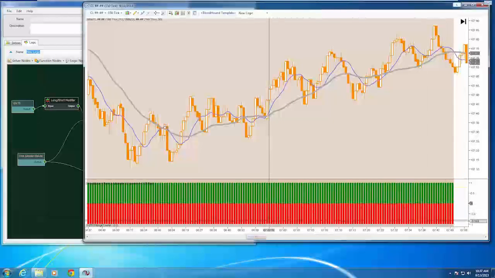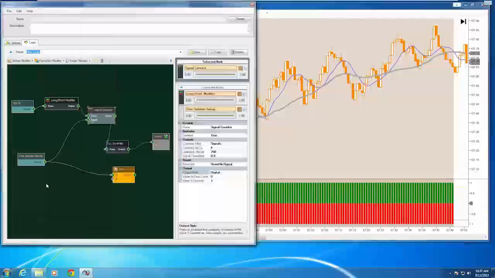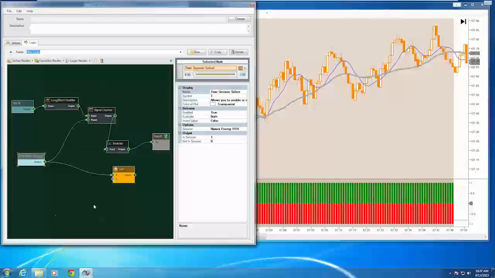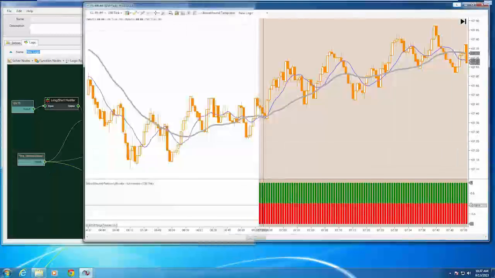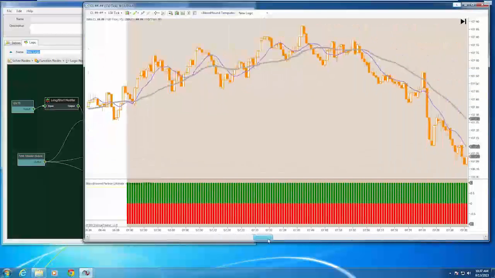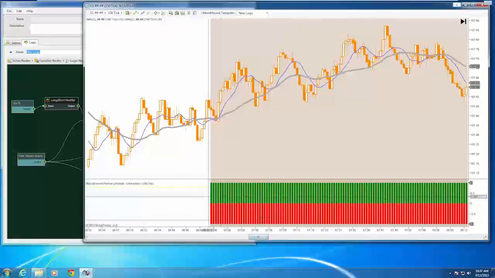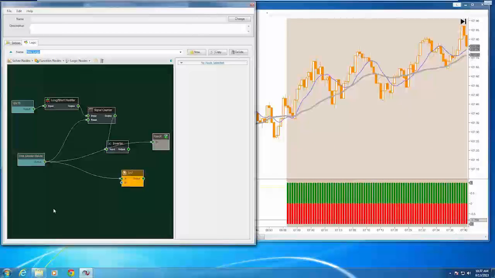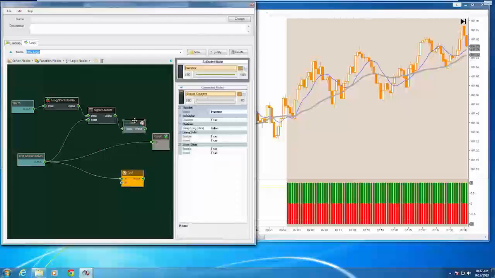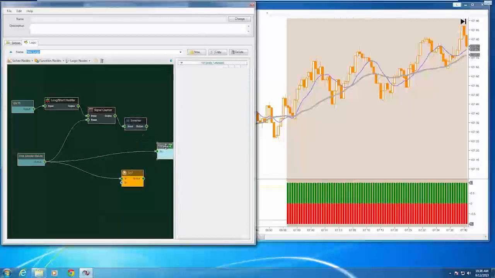The problem is now we've got all the stuff before 7 o'clock as well. But if you recall, we do have that time session solver, and that time session solver basically cuts out everything before 7 o'clock and everything outside the hours that we want to trade. So we're going to add them together.